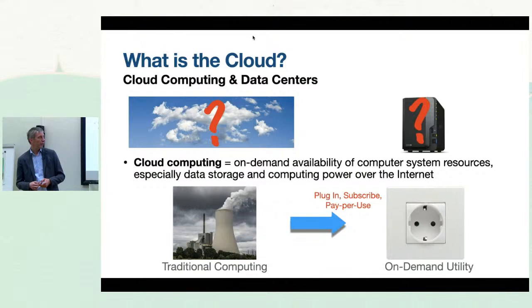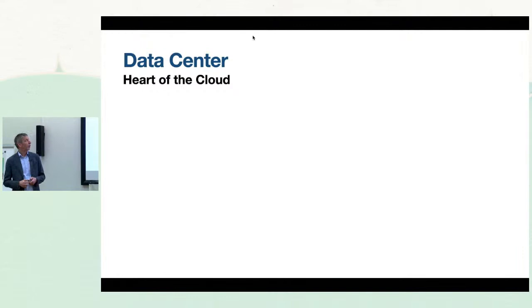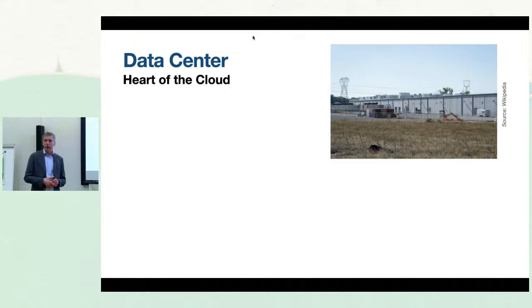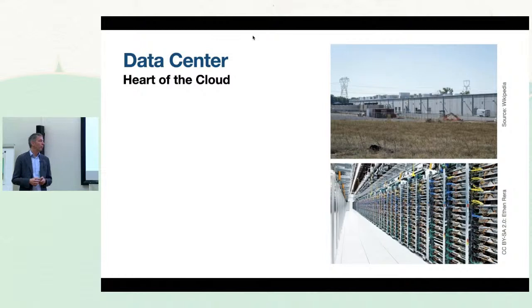So what is a data center? Because that's the heart of the cloud. This is a data center, a typical one you can find from the big players like Amazon, Microsoft, and Google. It's quite a boring building, and not many people work there. Even the big hyperscale data centers require only 50 to 100 employees, so it's not really a number for employment. And from the inside, it looks like this, and you see a lot of computers.